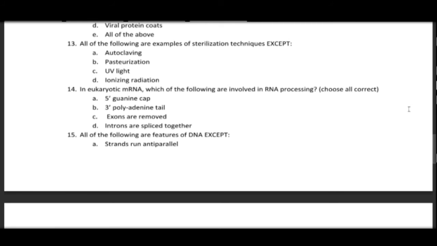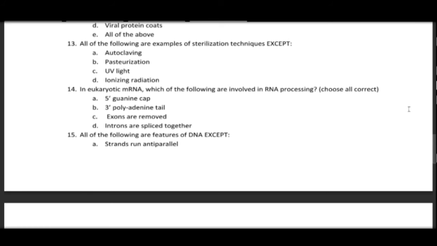14 says, in eukaryotic specifically, not prokaryotic, so kind of like humans or yeast or other eukaryotes, in eukaryotic mRNA, which of the following are involved in RNA processing, so processing of the mRNA, I think they're specifically talking about, and it's choose all that are correct. So A says we have that 5' guanine cap. B says we have that 3' poly A tail or a polyadenine tail. C says exons are removed, and D says introns are spliced together.